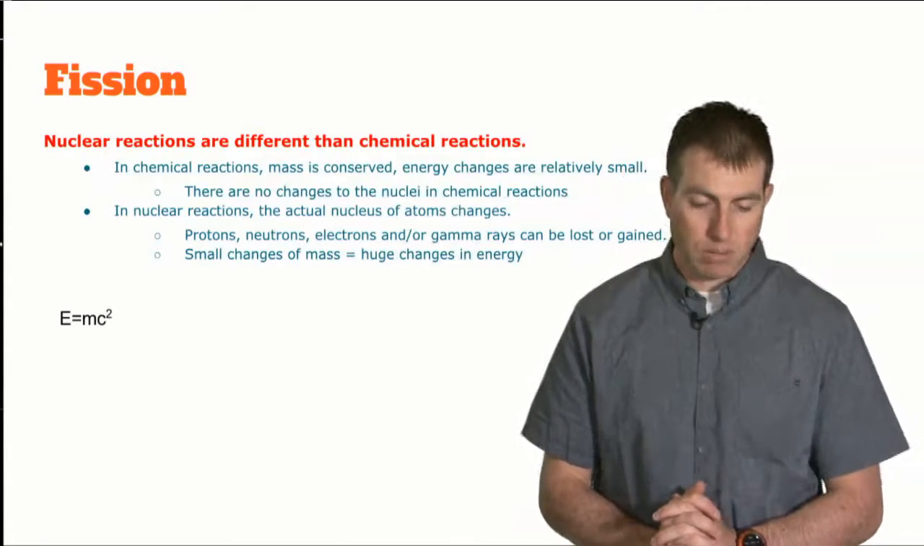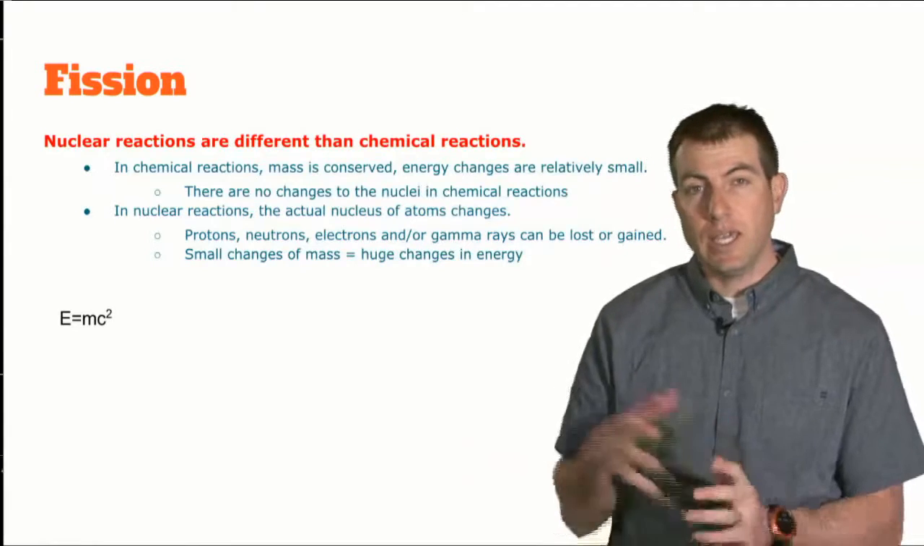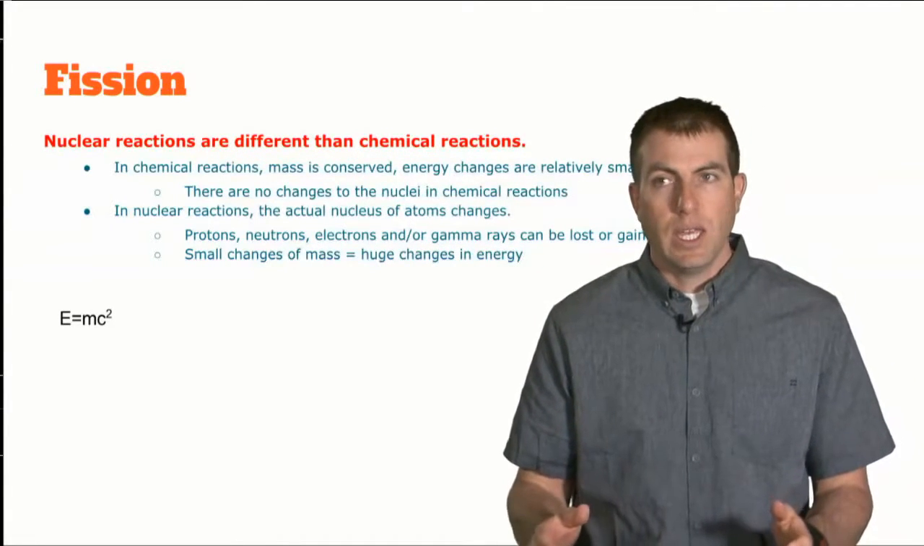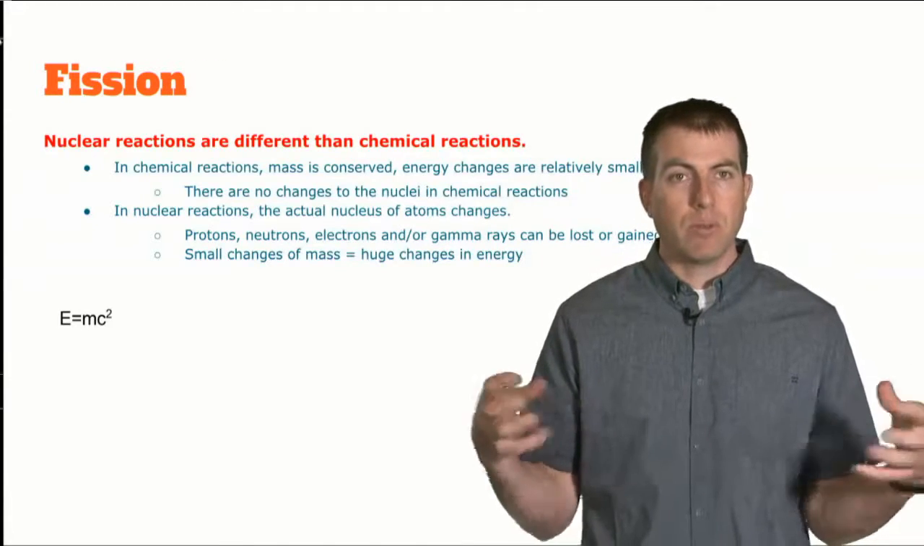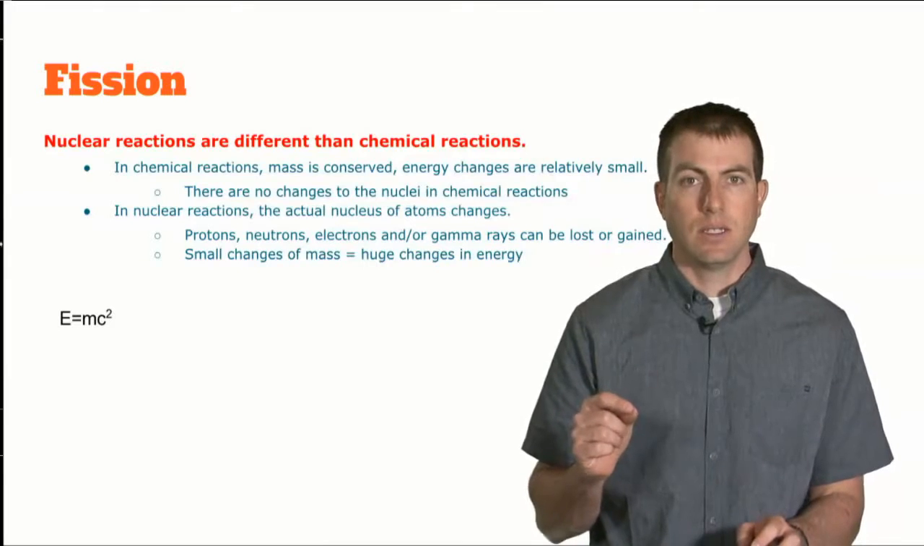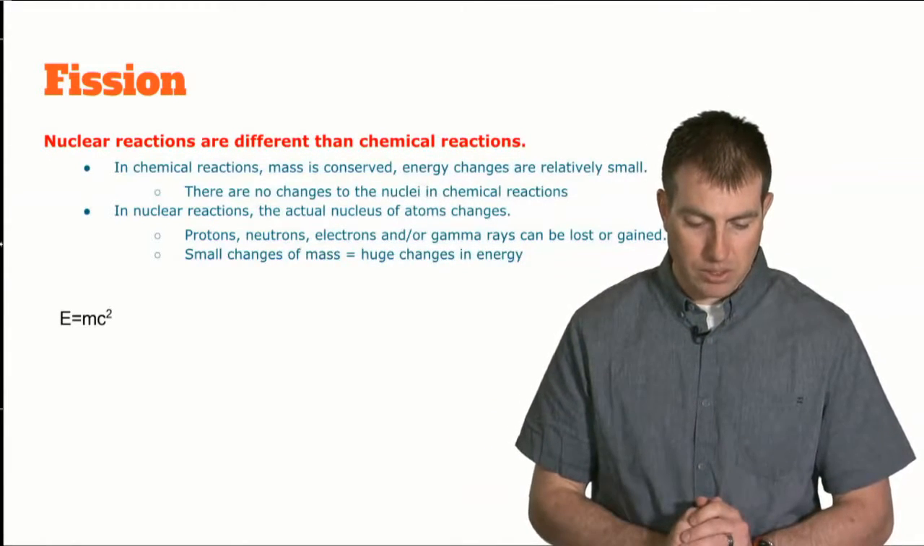So E equals mc squared. It turns out light travels really fast. And in these nuclear equations that we're going to deal with, when atoms break apart, or even when they fuse together, we talk about fusion, a little bit of mass gets converted to energy. And some amazing stuff can happen as a result.